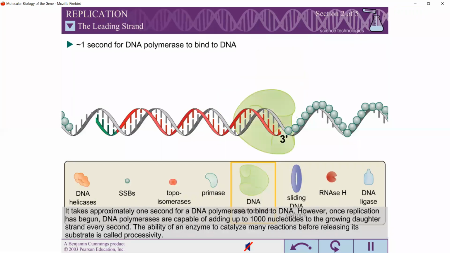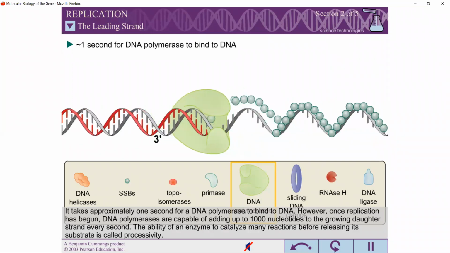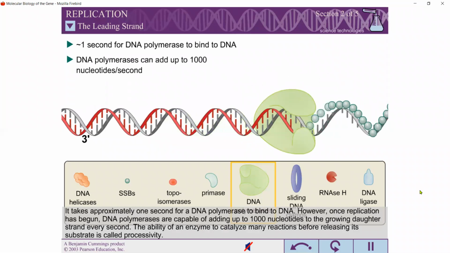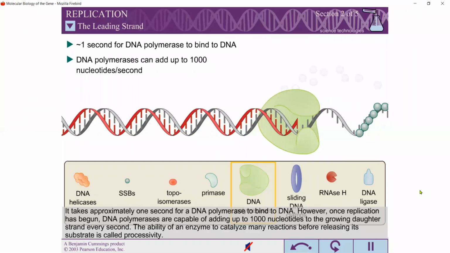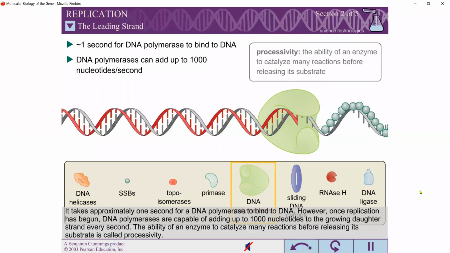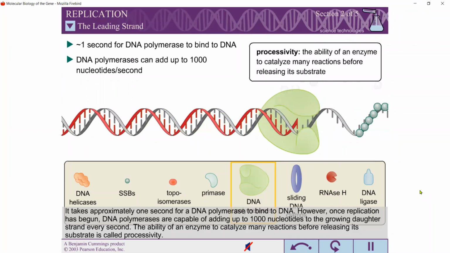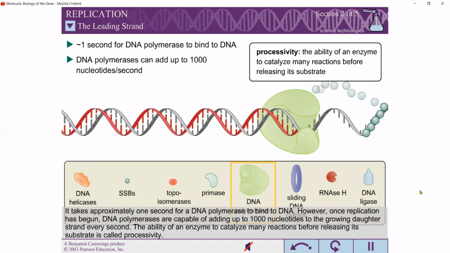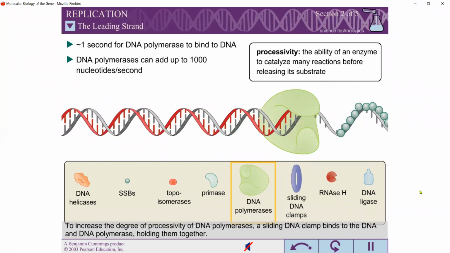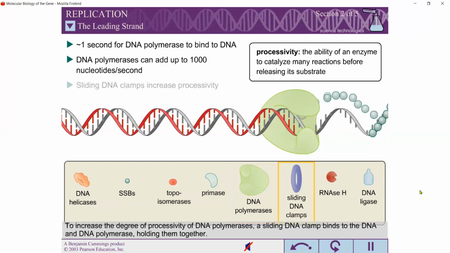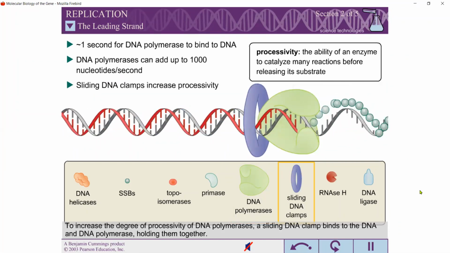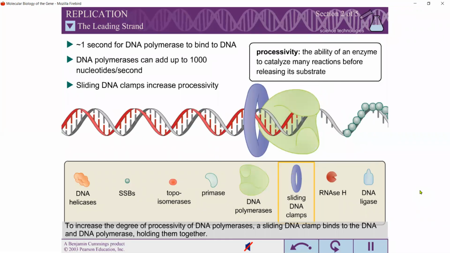So I talked about another important point the last day, the processivity property of DNA polymerase. You can see that per second DNA polymerase binds to DNA, moves on continuously and can add up to 1,000 nucleotides per second. So this is the basic property of DNA polymerase. But this rate is not enough. So we need to speed this up.